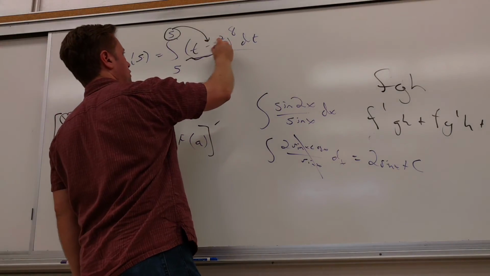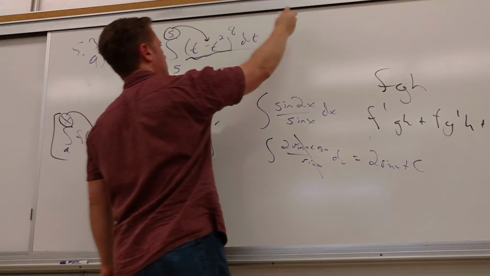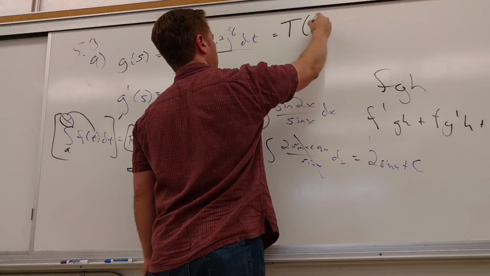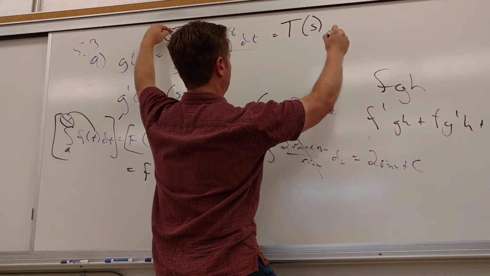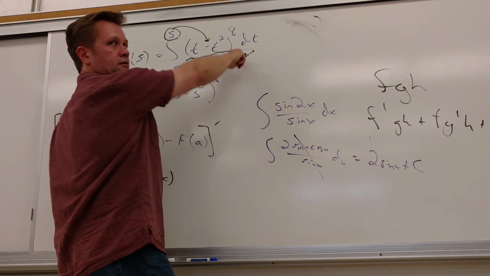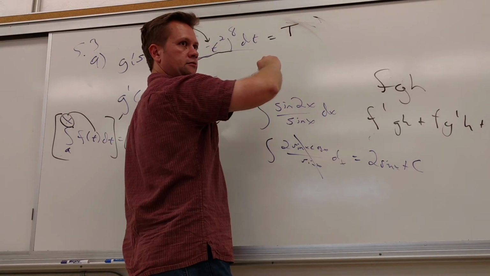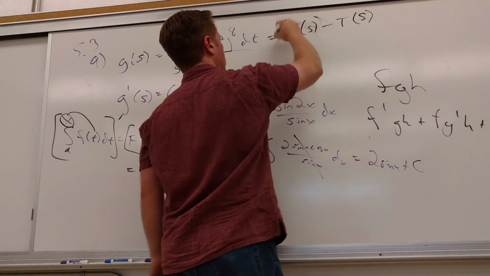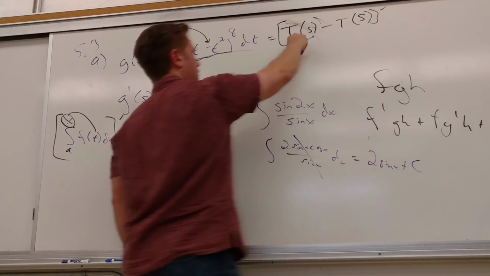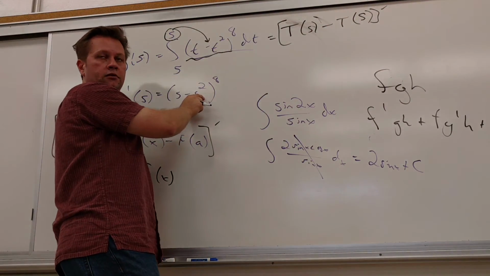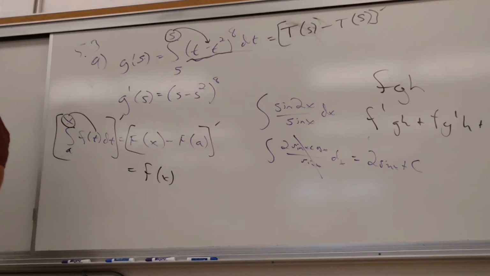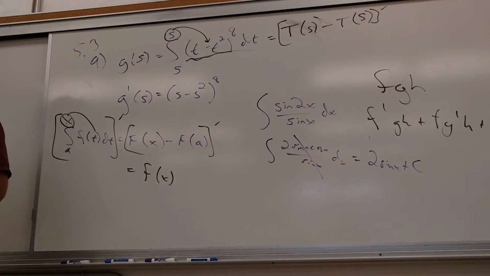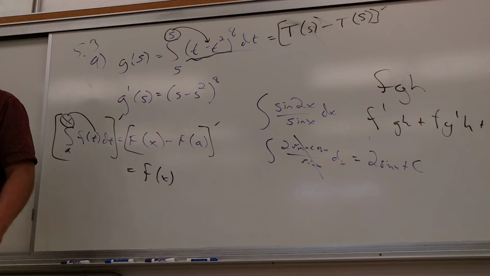Whatever this function is, wouldn't I plug an s into it? So let's call it big T. If I integrate this, I get something, call it big T, and then I would plug an s into it and subtract what I get plugging a 5 into it. So what happens when I take the derivative? That becomes this, evaluated at s, minus 0, because that's a constant. That's what I'm saying here. That's why it works the way it does, because that's the way it would work. There's no other way to say that.